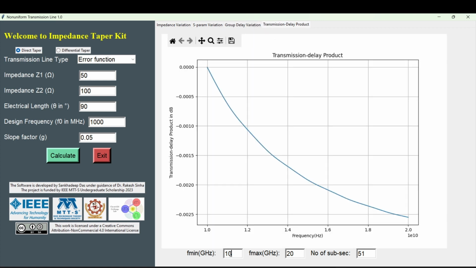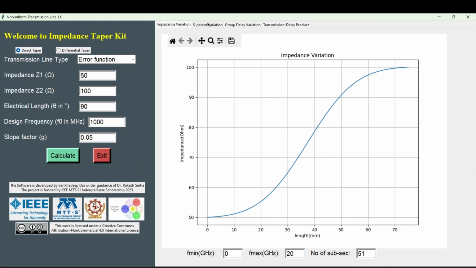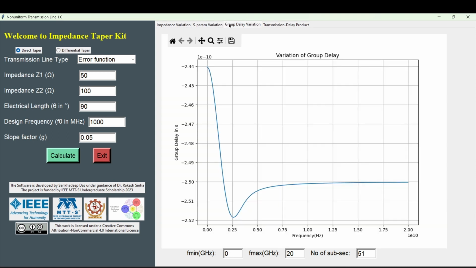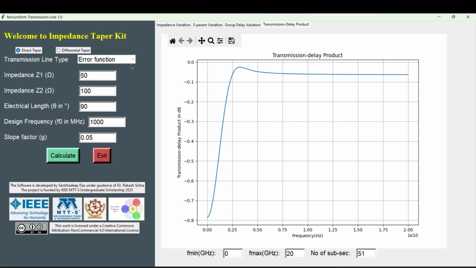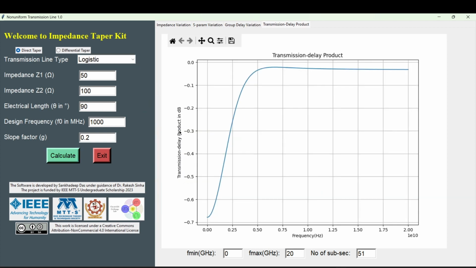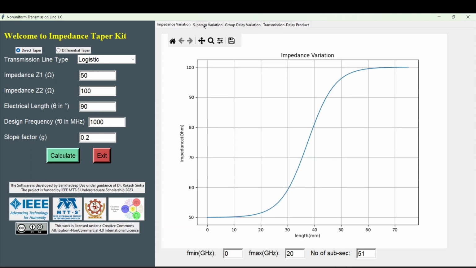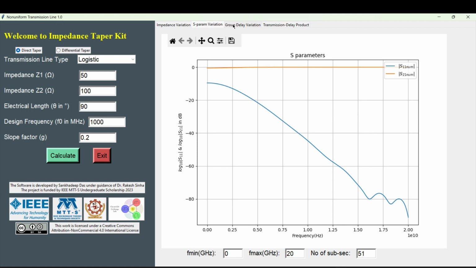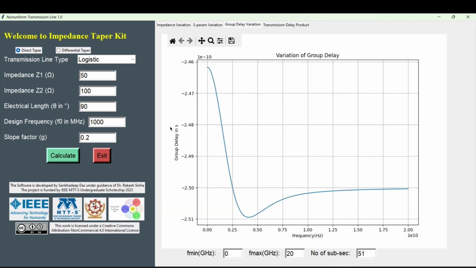We can change the frequency from 0 to 20, then again calculate the impedance variation, S parameter variation, group delay variation, and the transmission delay product. Also, we have the logistic. This is the transmission delay product, impedance variation, S parameter variation, and group delay variation for logistic taper.